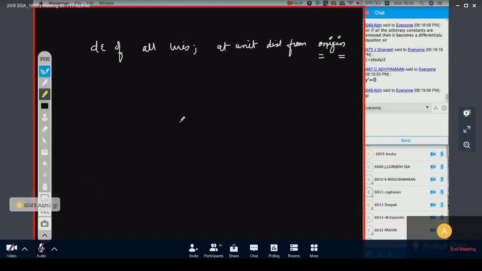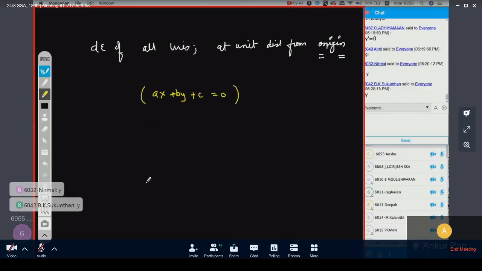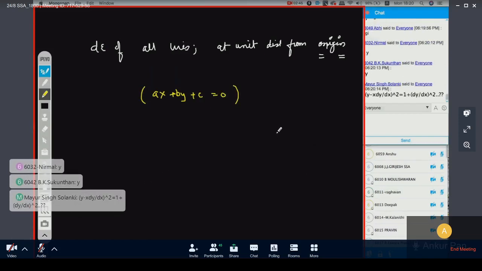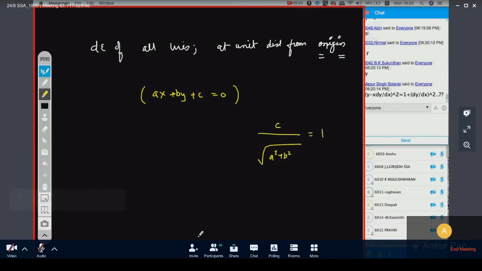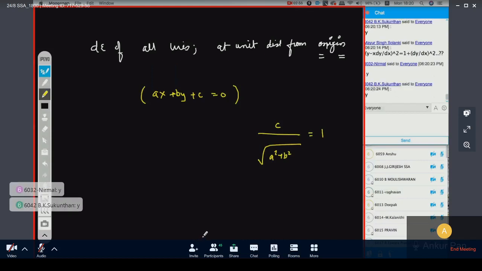First of all, write the normal format. So in the normal format, ax plus by plus c equal to 0 is the equation of a line. Yes or no? But there is something special with this line. What is special? That c upon square root of a square plus b square equal to 1. Yes or no? So instead of c, you can write this. Clear?